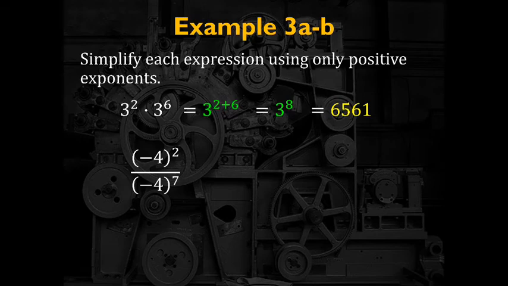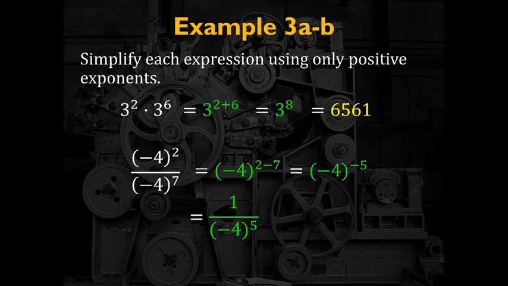Negative 4 squared over negative 4 to the 7th. So you are subtracting the exponents. You're going to take negative 4 to the 2 minus 7 because you're dividing two numbers with exponents with the same base. So this becomes negative 4 to the negative 5. Now again, we will move the number to the denominator because we have a negative exponent. So that becomes 1 over negative 4 to the 5th, which comes out to negative 1 over 1024.